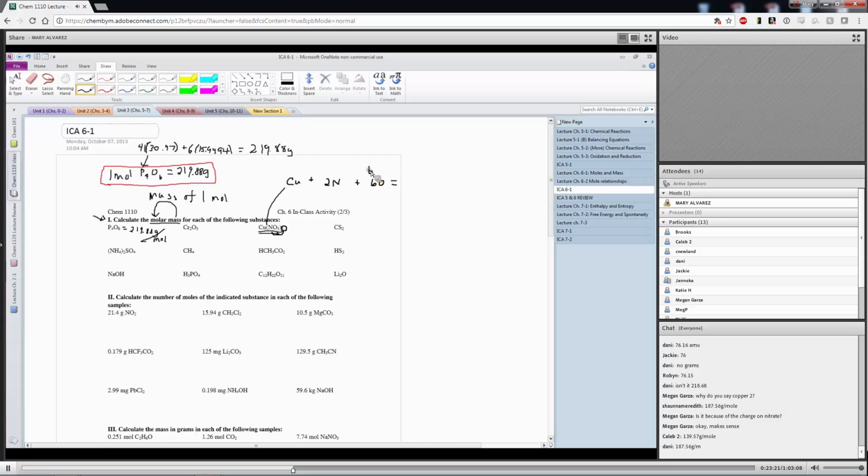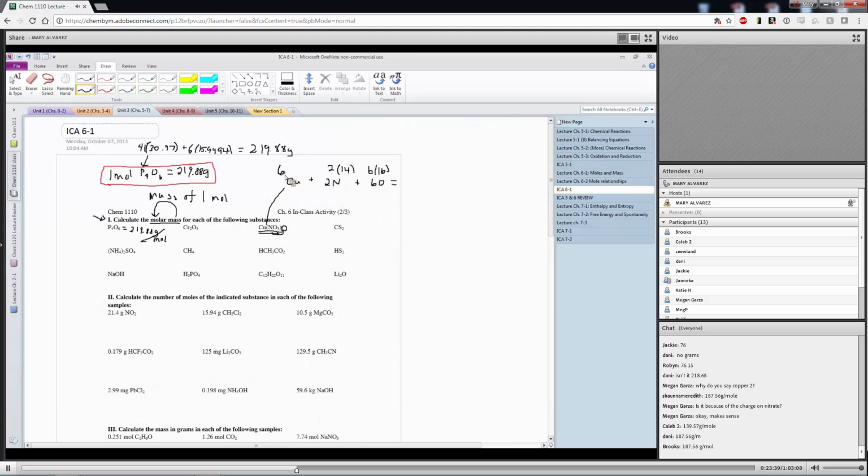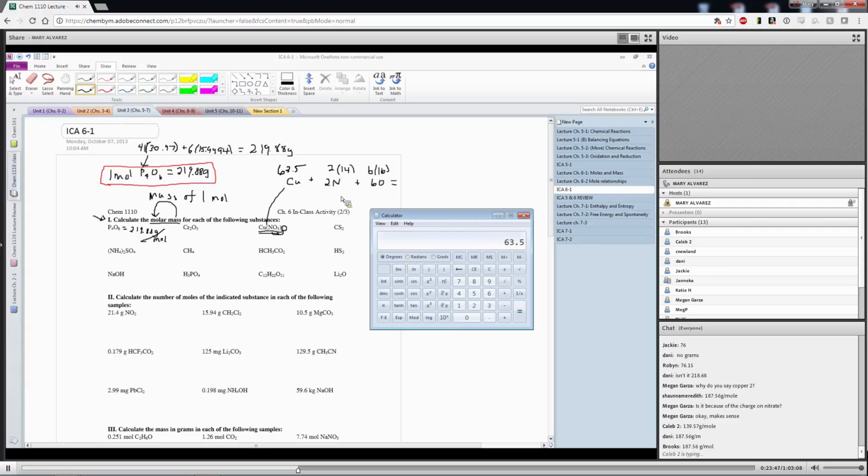We know the oxygen is about 16. Nitrogen is about 14. And copper is, let's see, 63.5. So if I've just done these quick kind of roundings, 63.5 plus 2 times 14 plus 6 times 16, 187.5. Perfect. Yes. Okay, we're all getting the same answer.